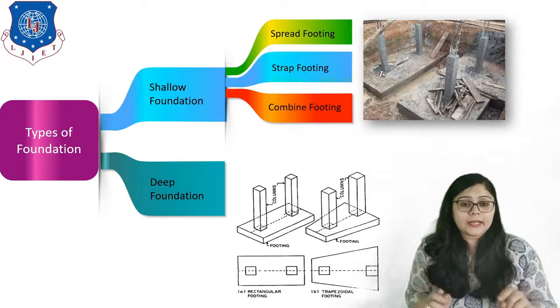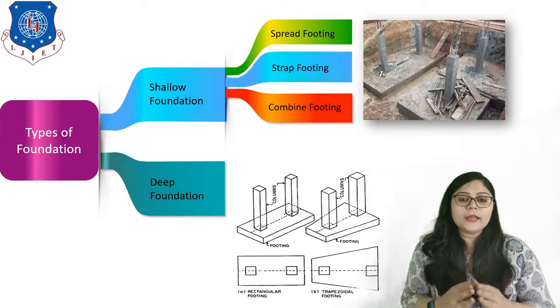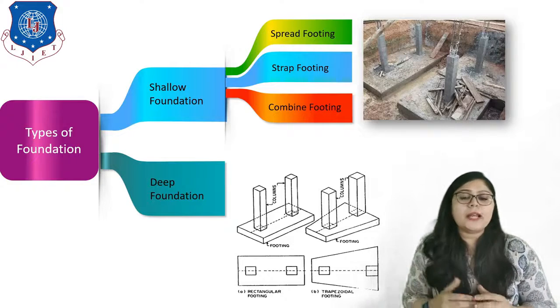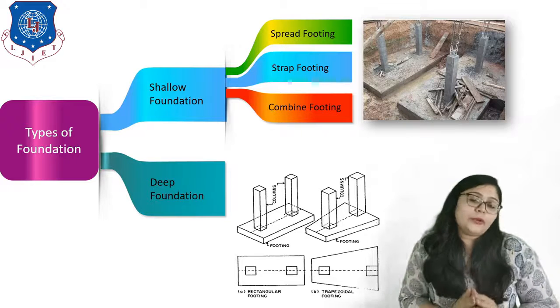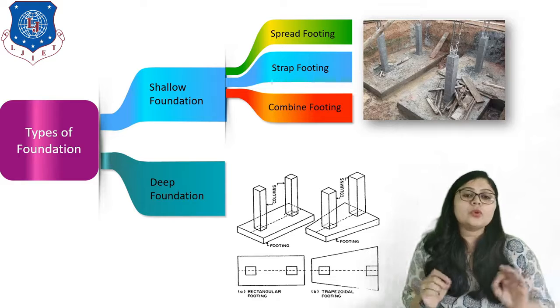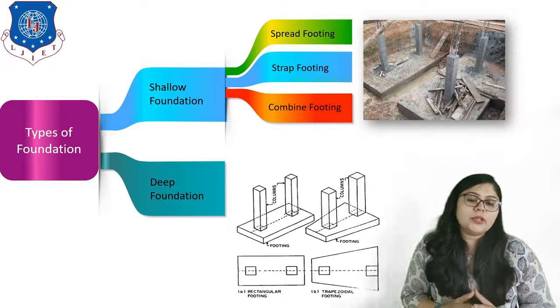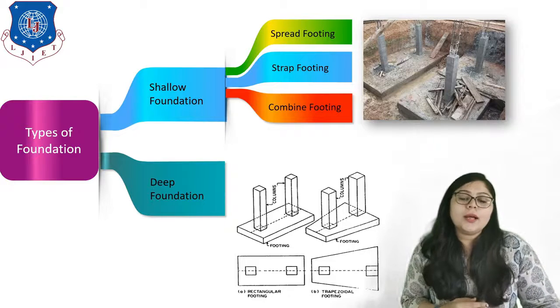One is the simple rectangular and the second one is the trapezoidal. Now, when should we use the rectangular type of combined footing? When two columns have the same size, we should go for the rectangular, and if the sizes of the columns are different, then we should go for the trapezoidal footing. So this is all about combined footing.